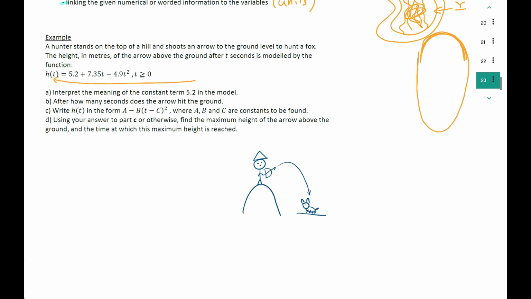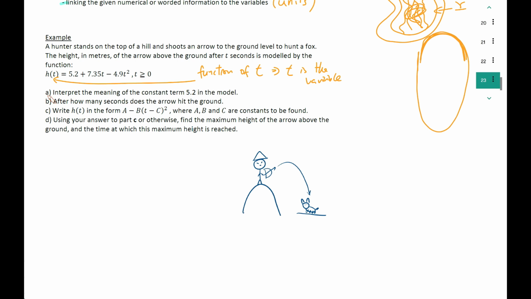h of t means a function of t, h because height. This means t is the variable in here. h(t) = 5.2 + 7.35t - 4.9t², where t ≥ 0. t of course has to be greater than or equal to 0 because t is time. So when t is 0, that's the initial height.